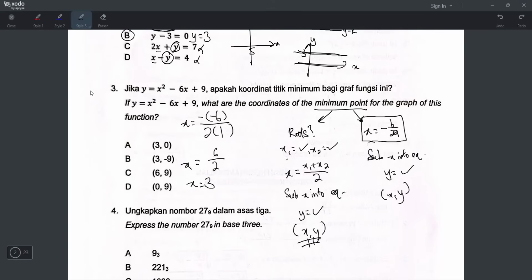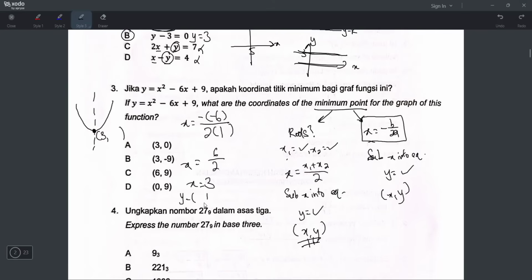It means if I draw the graph, this one confirm will be like a happy face because the a is positive, right? And the axis of symmetry is x equals 3. That means the x coordinate of the minimum point is 3. And to get the y coordinate, you just sub x equals 3 inside here.